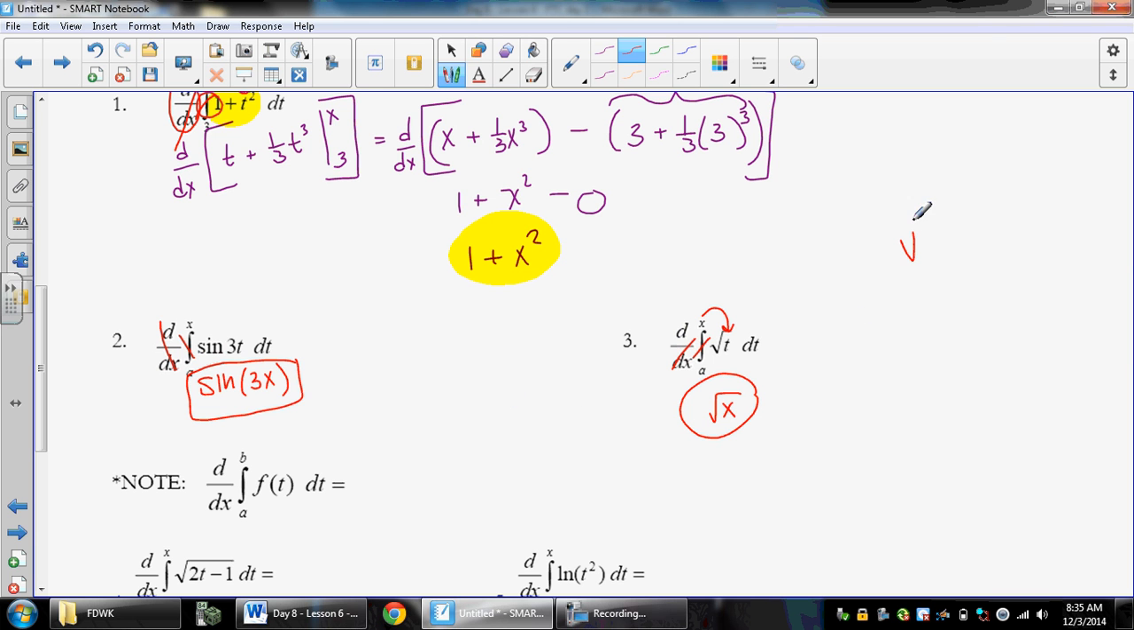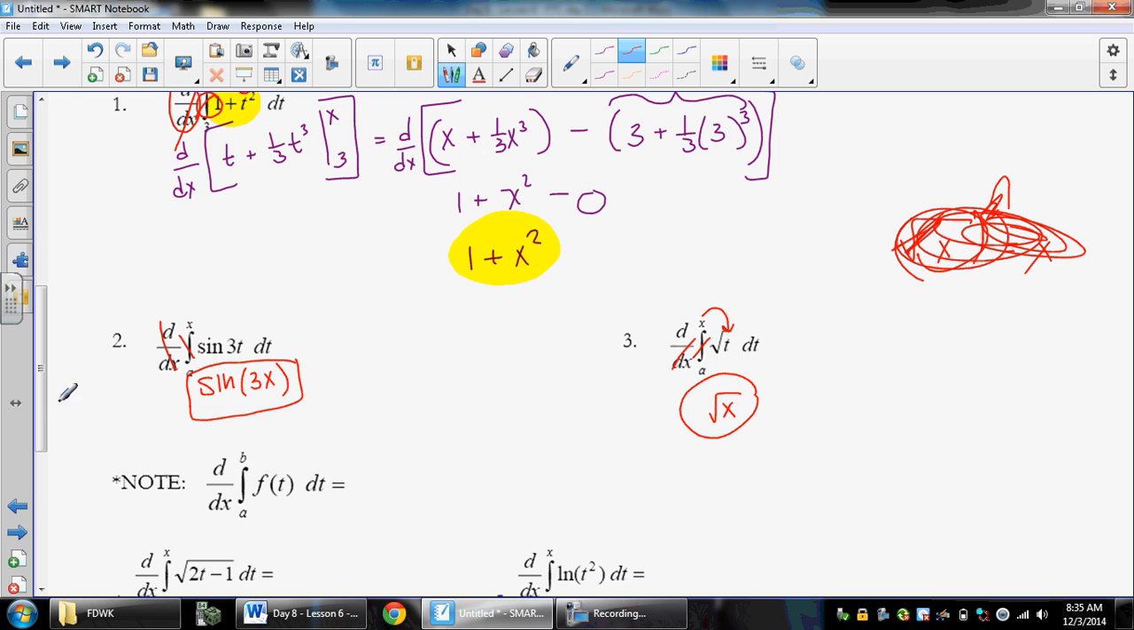Think of it a lot like the square root of x technically cancels out. These guys cancel. Sorry, it's jumping around. And I just get x. Same idea. Derivatives and integrals are inverses of each other.